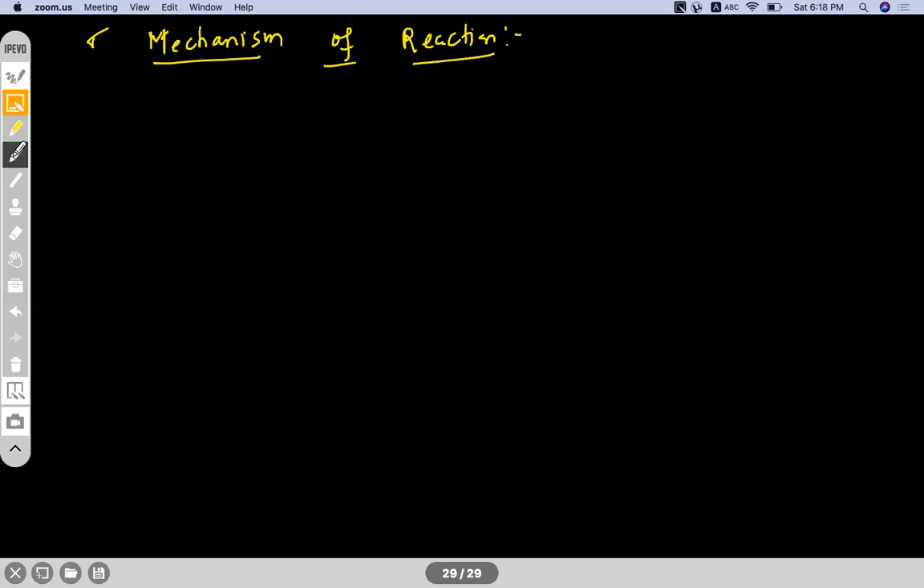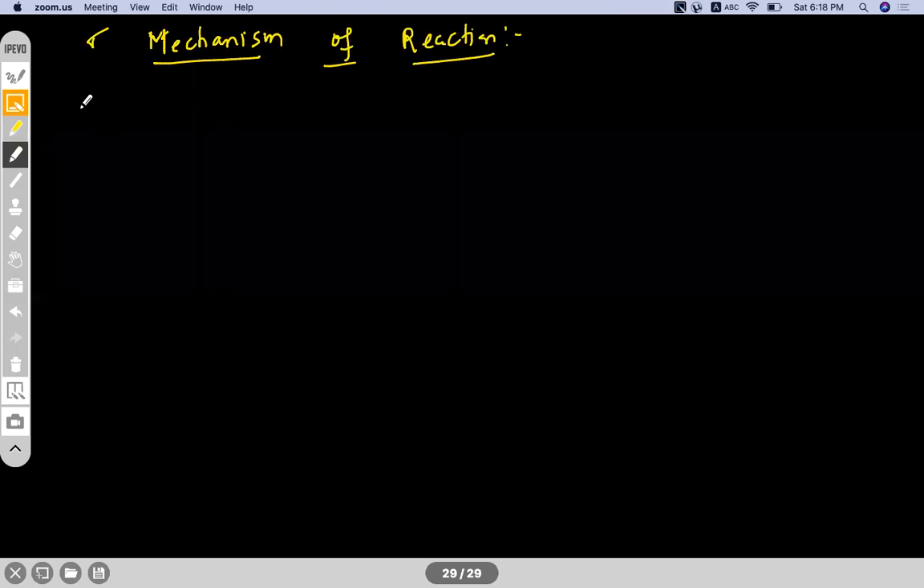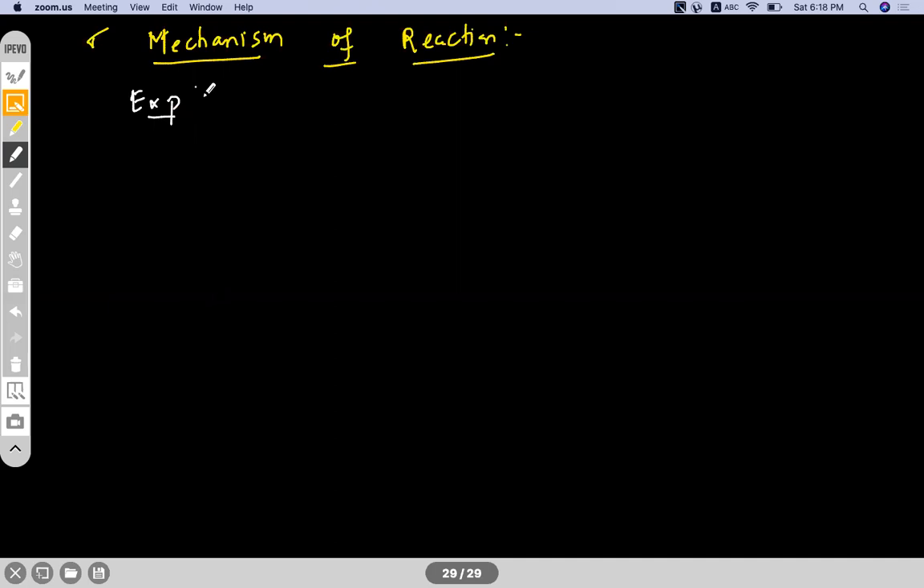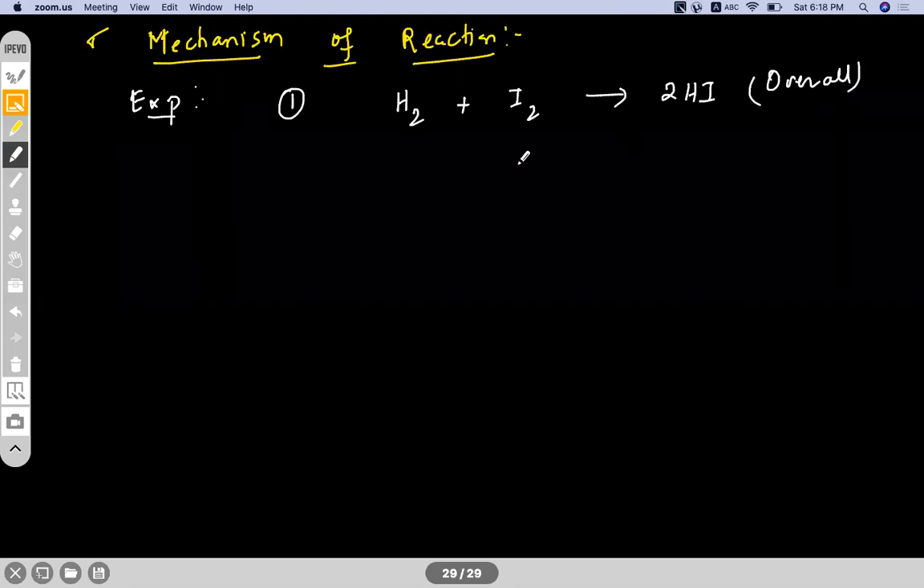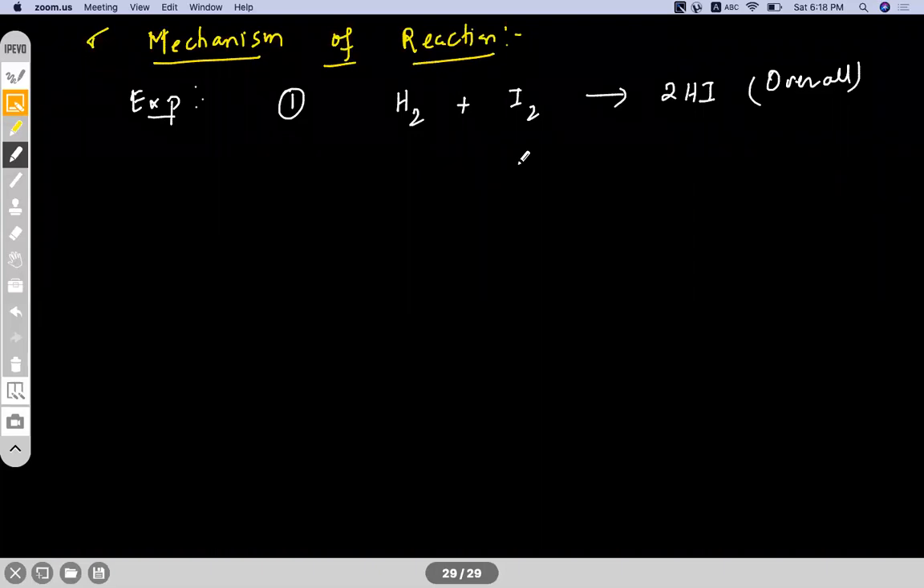You see here, if you have a reaction, say H2 plus I2 gives HI. This reaction is a complex reaction. H2 plus I2 converts into 2HI. Overall reaction is this, but this is a complex reaction. So complex reaction, we know there are various number of steps involved in this. It is not a single step reaction. So what all steps are involved in this?